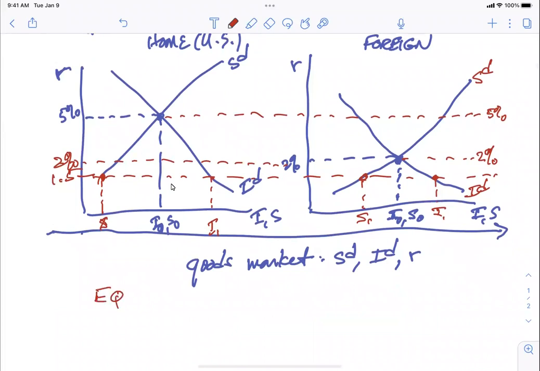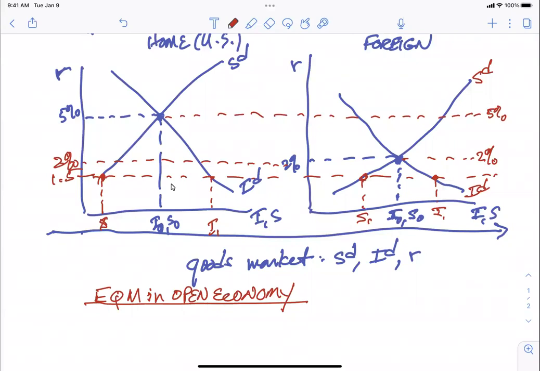What does equilibrium mean in the open economy? Equilibrium, if I'm not mistaken, is when marginal cost equals marginal benefit, and so they're allocating labor and resources efficiently. That's a general notion of equilibrium at the market. What does equilibrium mean in the goods market? What does it mean in these graphs?